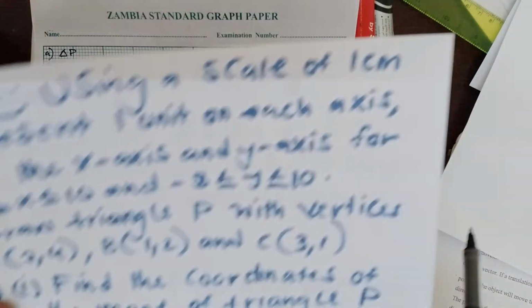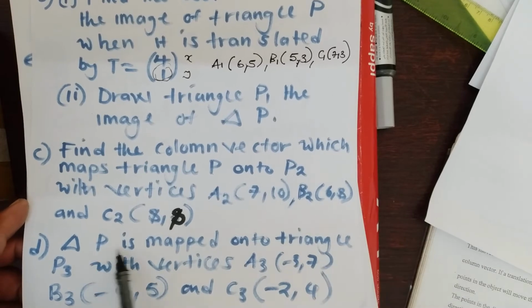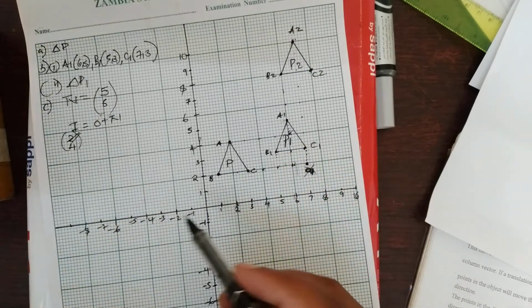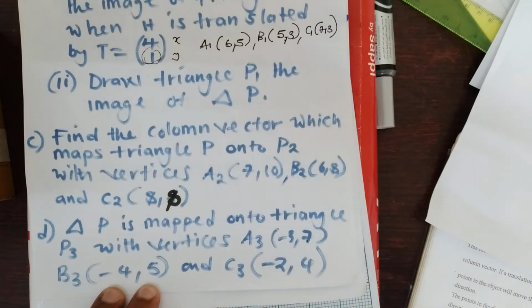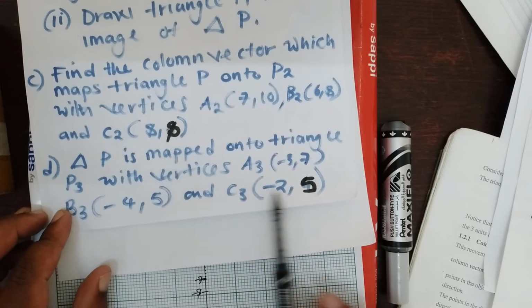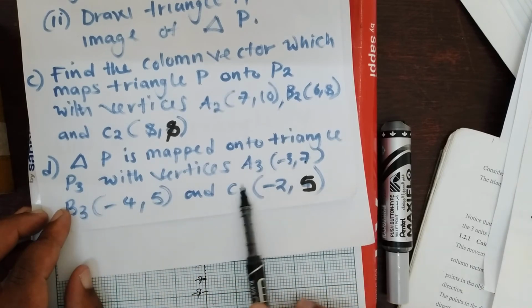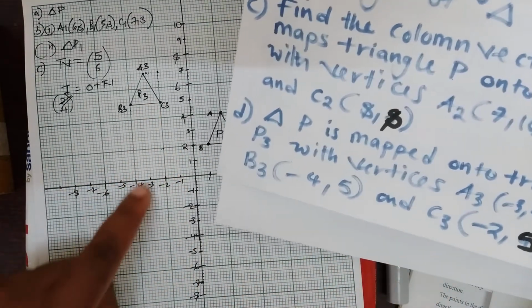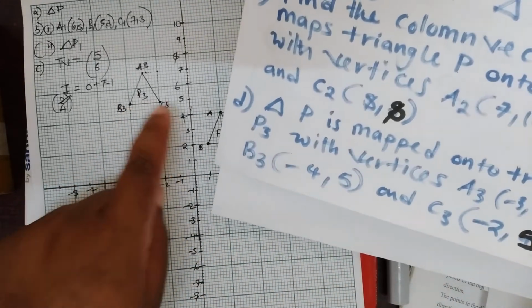Okay, let's go to D. Triangle P is mapped onto triangle P3 with these vertices: -3, 7, -4, 5, -2, 5. So you can even draw it. So this triangle is mapped onto another triangle P3 with these vertices. If you draw this, you have got this one. This is the triangle they are talking about.